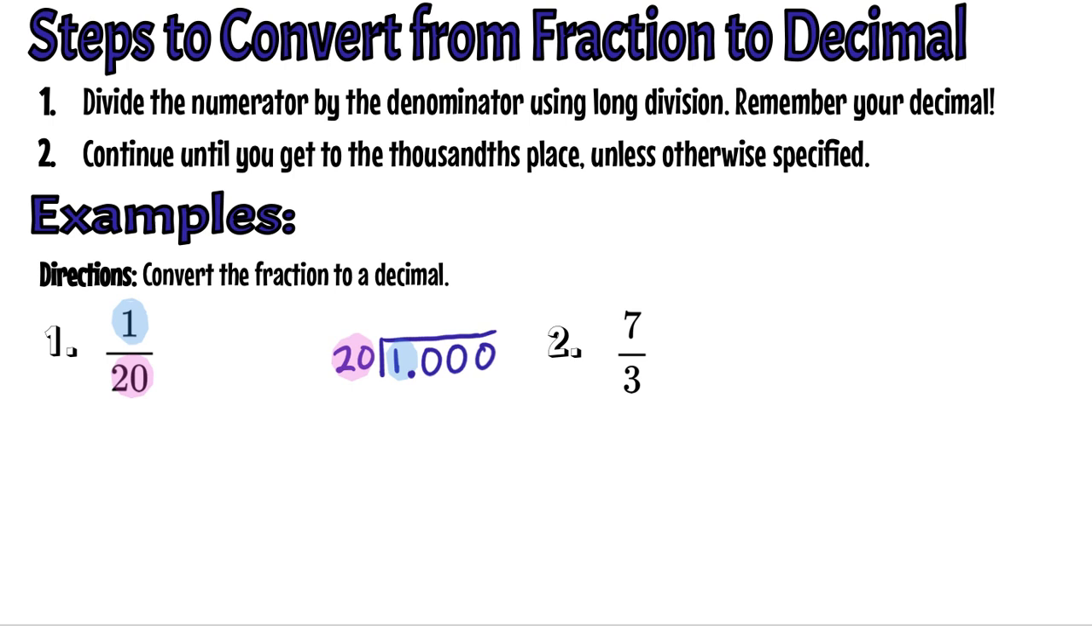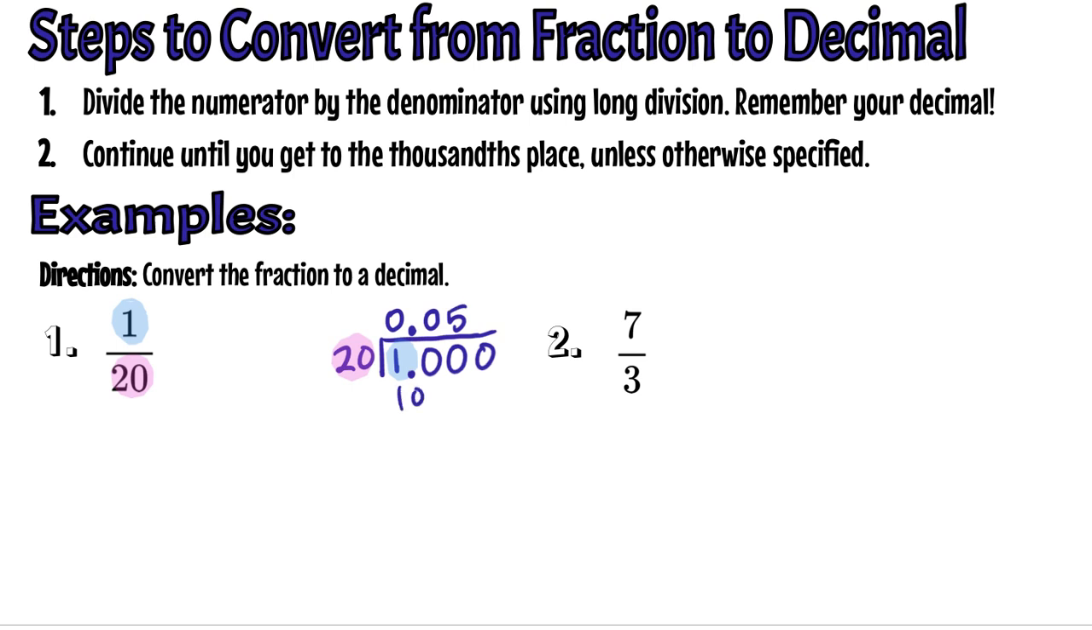So what we also want to remember is that we put our decimal point in the same place in the quotient as it was in the dividend. So we think about 20, how many times does it go into 1? It doesn't. How many times does it go into 10? It doesn't. So we can write zeros for these. And then finally, we get 20 into 100, and we know that 100 divides evenly by 20 5 times.